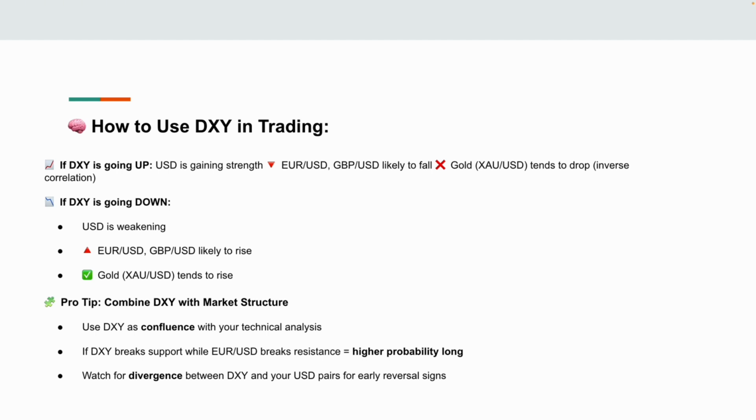Gold tends to rise. Pro tip: combine DXY with market structure. Use DXY as confluence with your technical analysis. If DXY breaks support while EUR/USD breaks resistance, it's a high probability long. Wait for divergence between DXY and your USD pair for early reversal signs. I'm just going to show you some examples on the chart.